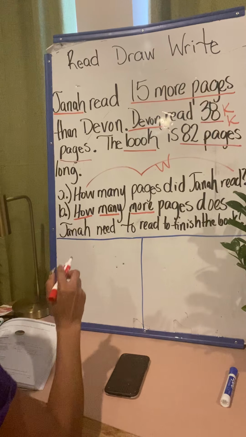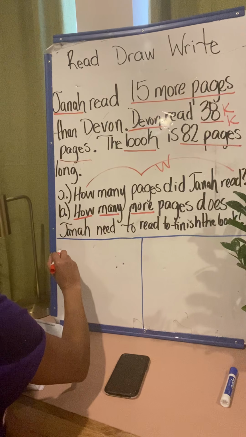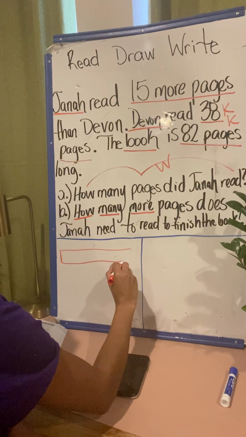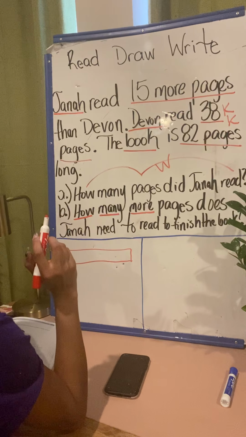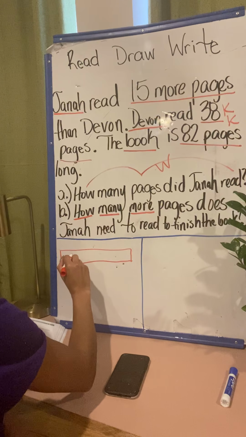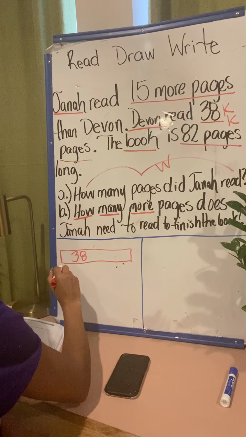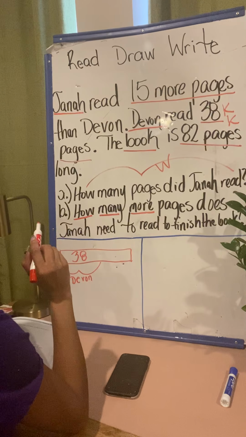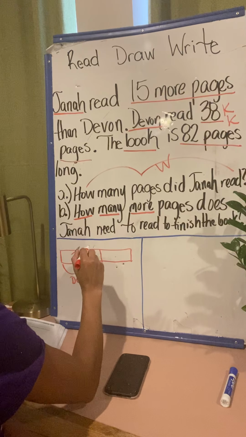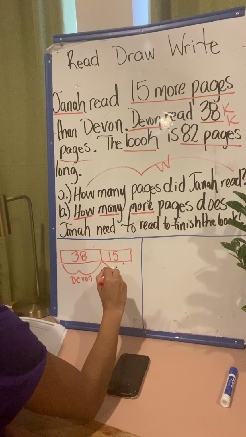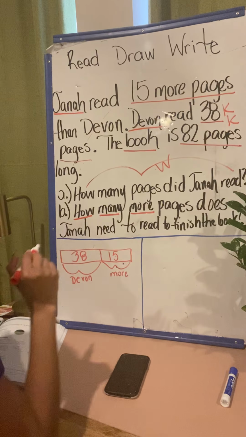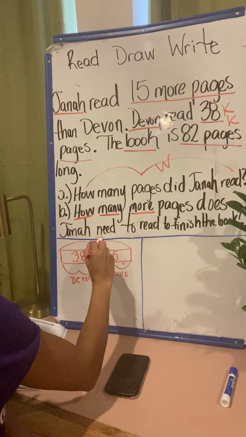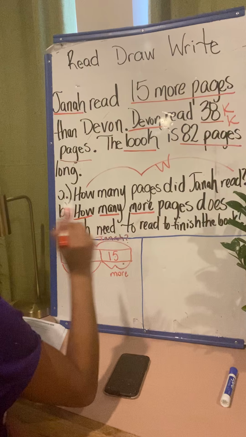So we're going to start by drawing a tape diagram to organize our information. All right, so we know that Devon read 38. So this part is for Devon. We know that Janiyah read 15 more. This is the more. We don't know how many Janiyah read. So up here, this part represents Janiyah.